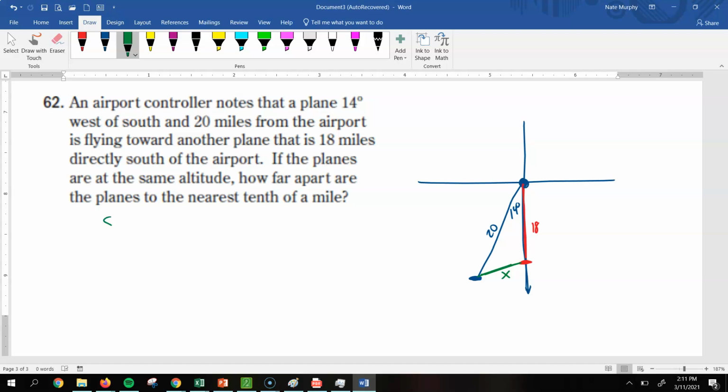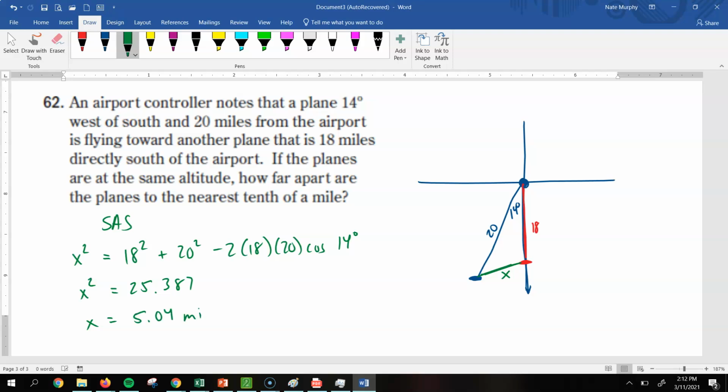So if you notice, this is a side angle side situation, so we're going to use the law of cosines again. So it'll be x squared, because that's the side across from the angle, so x squared equals those two sides, 18 squared plus 20 squared, minus 2 times each of those sides, 18 times 20 times the cosine of the angle that makes up those two sides, 14 degrees. And again, make sure your calculator's in degree mode or you're going to get the wrong answer. And if you do this, it'll be 25.387. So if I take the square root of both sides, we get x equals 5.04 miles. So that's how far apart the two planes are.